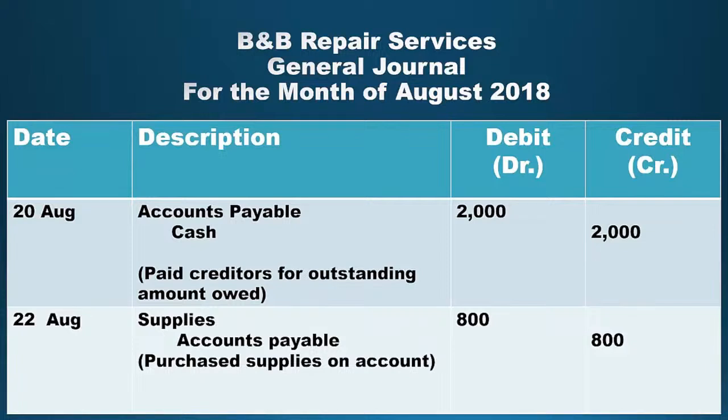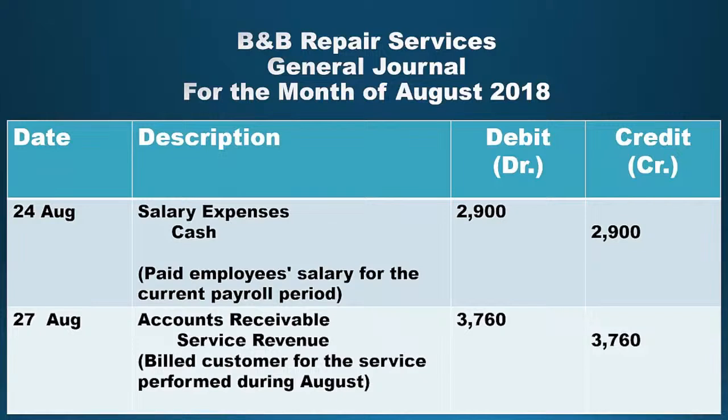Step 3. How do we record it? To record this, we debit supplies for $800 to reflect the increase in supplies. Credit accounts payable for $800 to show the increase in the amount owed. The narrative for this entry is purchase supplies on account. August 24th, paying employee salaries.